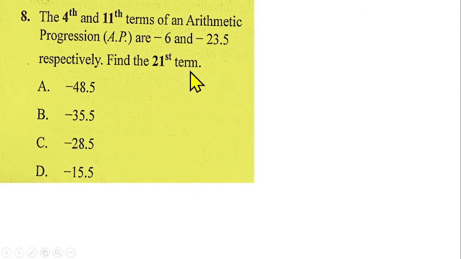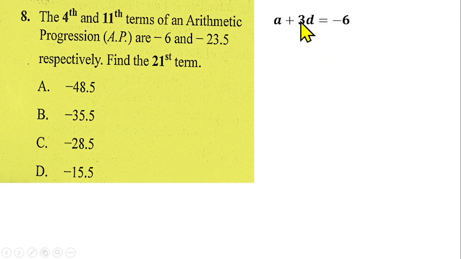Question number 8 is from sequence and series, and that is arithmetic progression. The fourth term and the 11th term of an arithmetic progression are minus 6 and minus 23.5. You have to find the 21st term. Of course, I also have a video on this channel that explains everything on sequence and series. So if you want to know more, you can check the video on my channel. So what is the fourth term of an arithmetic progression?